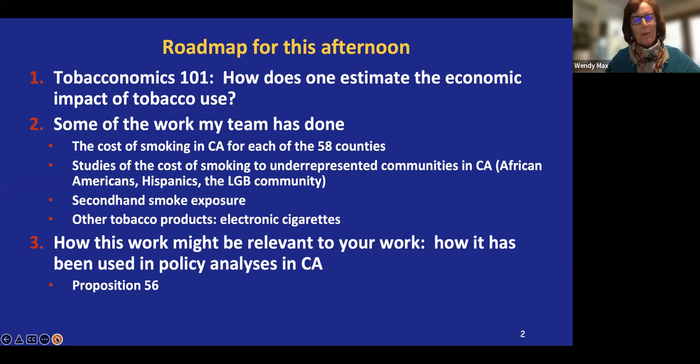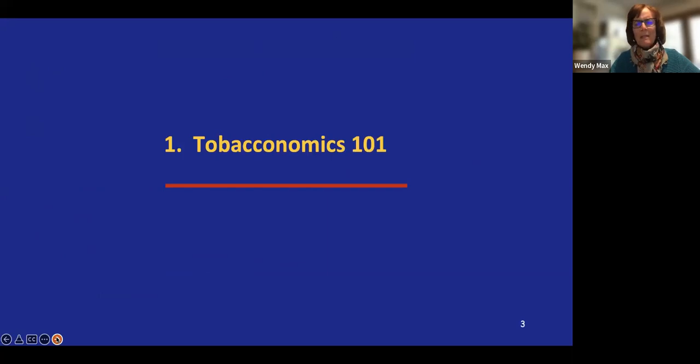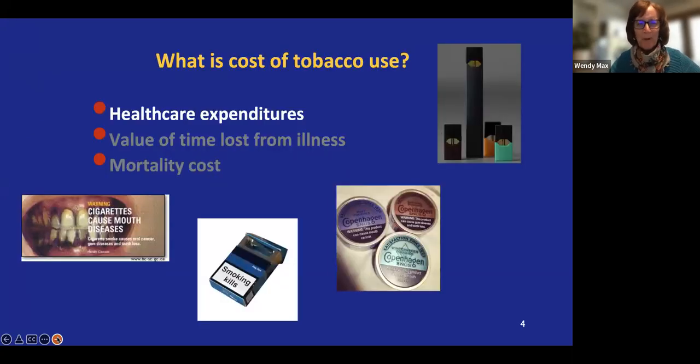First, what I call tobacconomics 101, how you estimate the cost of tobacco use, then to talk about a number of different pieces we've worked on, and as I said, how this might be relevant to your work. And I'll use the example of work we did. Well, we have ongoing work around Proposition 56, but we did some work to help it get passed in the first place. And I'm going to talk a little bit about some of that work. So let's start with the economics lesson before we get into the more applied work.